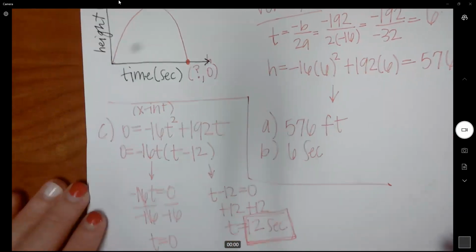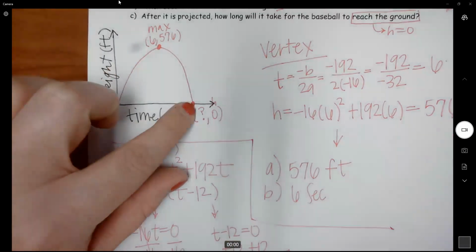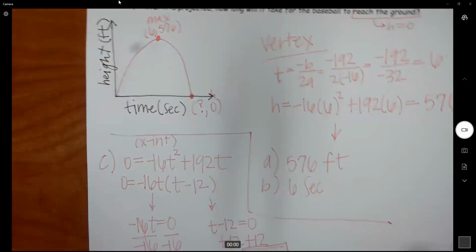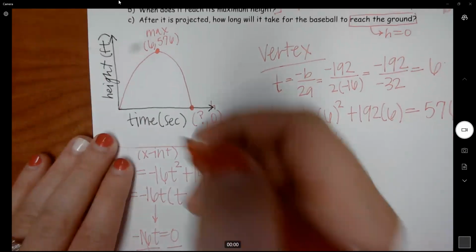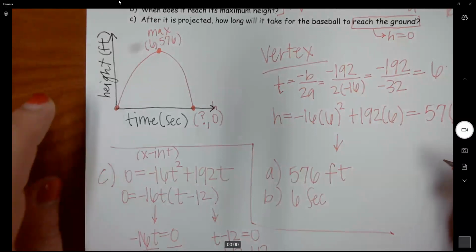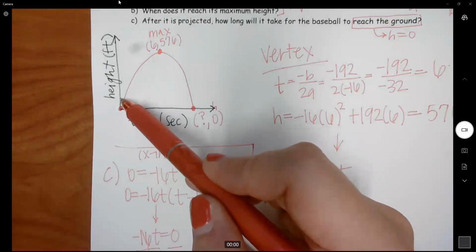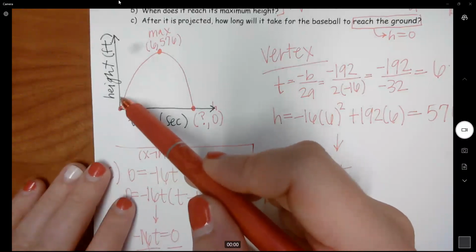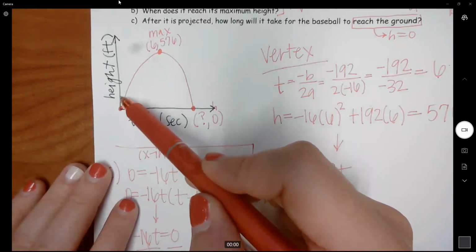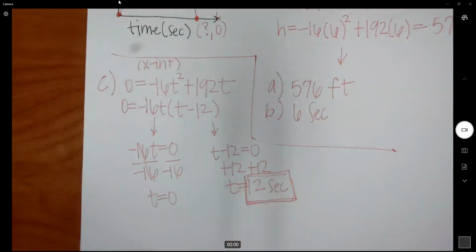Now, you could say, well, if it took 6 seconds to get to the top, then it's got to go another 6 seconds to get to the bottom. For this problem, it is true because it started right here at (0, 0). But if they have, let's say, an initial height of 20, this is being thrown off a 20-foot building, then you can't just take that vertex and double it. So you do need to make sure that you understand the process and how to get to your answer.